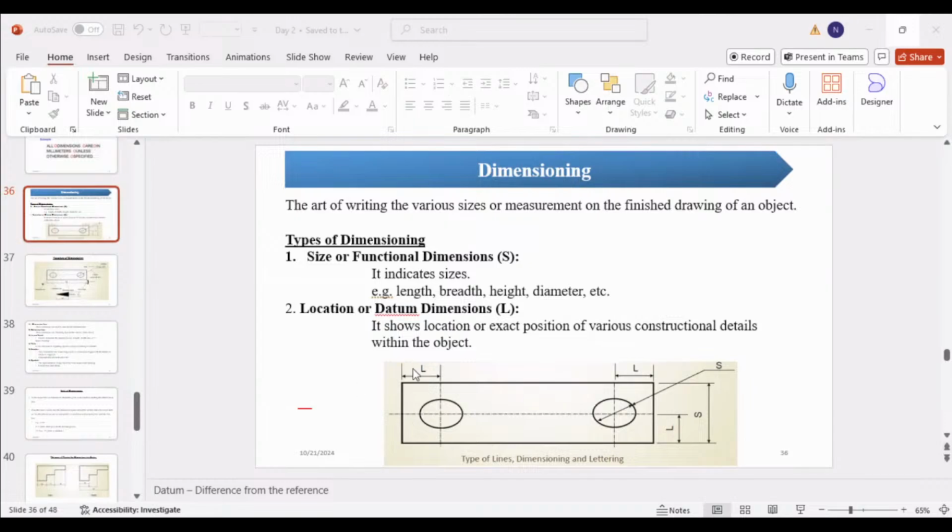Size. Then the location or datum dimension, that means L. So it shows the location or exact position of various constructional details within the object.